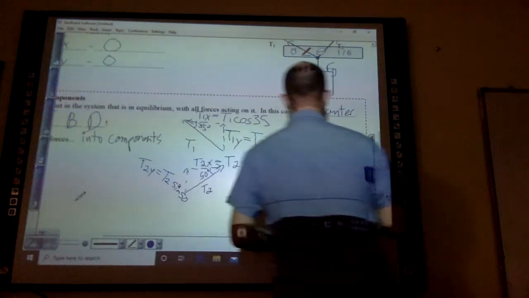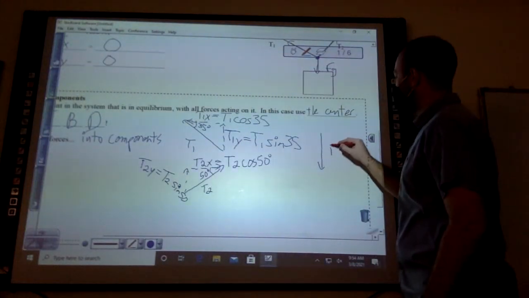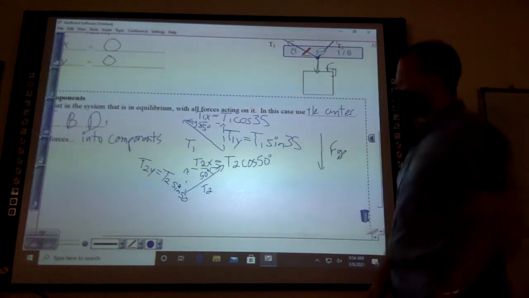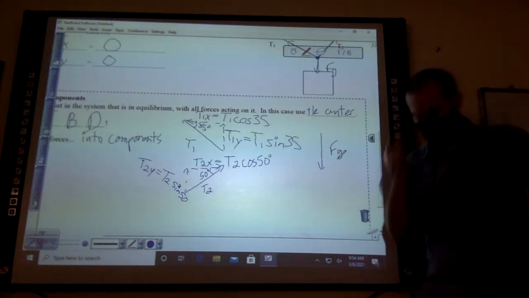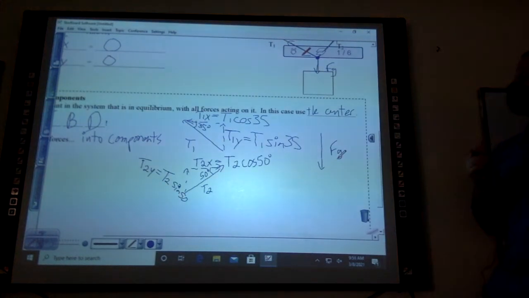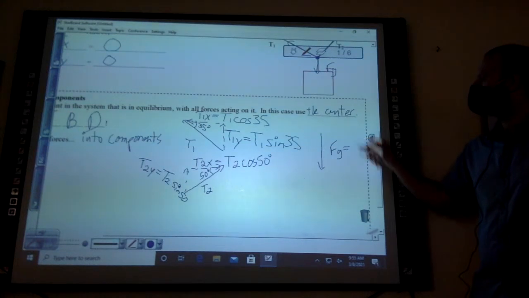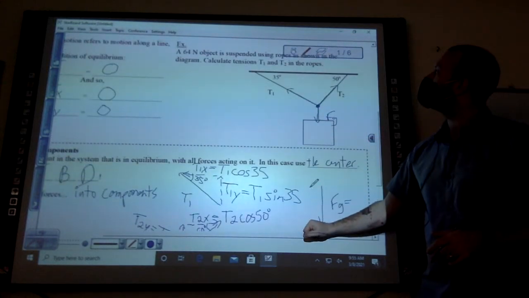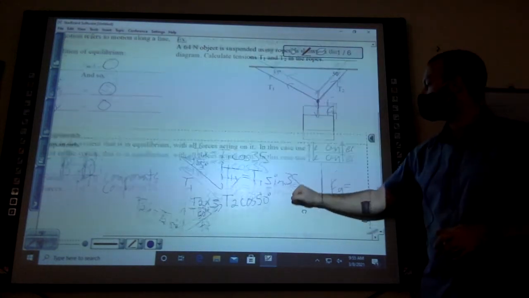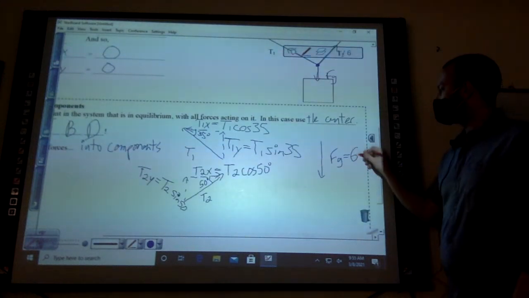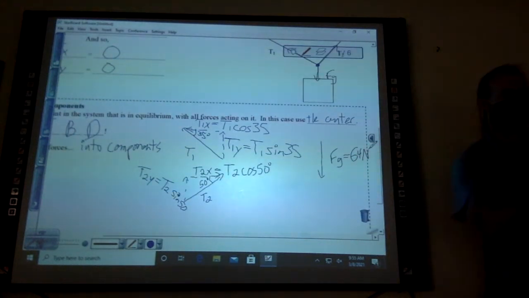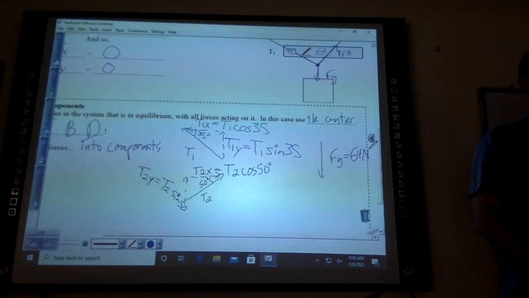And then, thankfully, FG is already in its components. It's simply the y direction. We have no x component for gravity. This one just stays the same. So FG, this one I know what it is. We're given that it's a 64 Newton object. So we have this. We don't need to touch FG. Any questions with breaking this up into components? You've seen this since the very beginning.